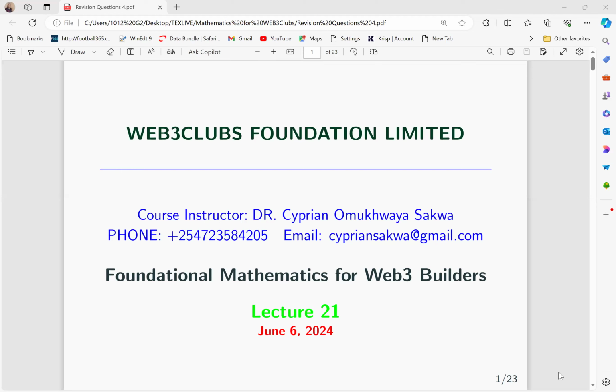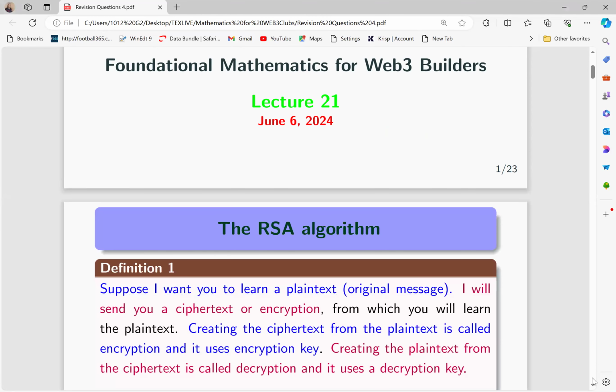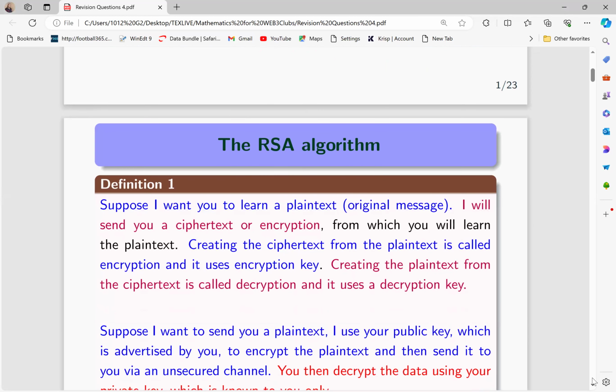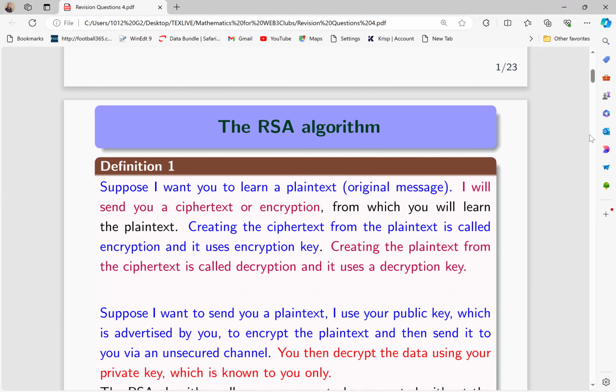Want us to begin. We'll be looking at RSA. We had looked at it before, so for the sake of those who are not with us, we want to revisit and look at the mathematics behind the RSA algorithm.